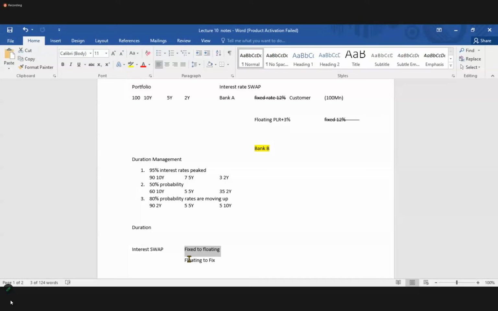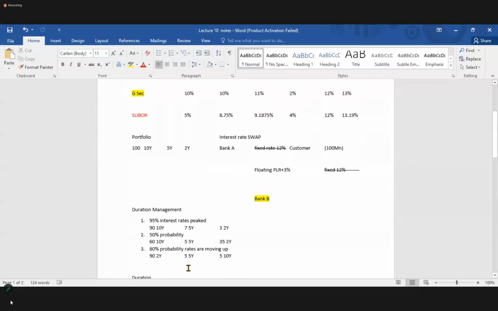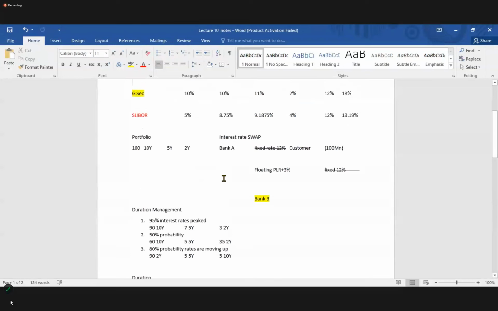You can do the reverse also. If you have a floating rate, you can convert that into a fixed rate by purchasing or writing an interest rate swap, which converts your floating into fixed. Now let's see how it is done in the market. Say this is the one. You can see this interest rate swap.